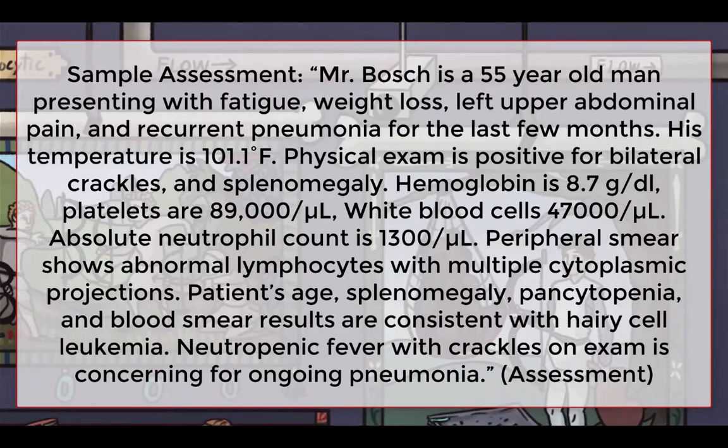Absolute neutrophil count is 1,300 per microliter. Peripheral smear shows abnormal lymphocytes with multiple cytoplasmic projections. The patient's age, splenomegaly, pancytopenia, and blood smear results are consistent with hairy cell leukemia. The patient's neutropenic fever with crackles on exam is concerning for ongoing pneumonia.